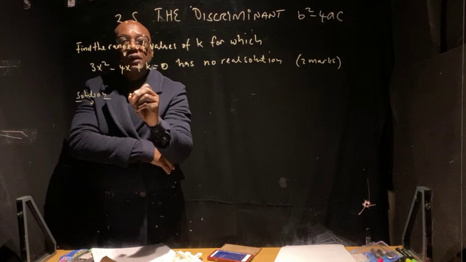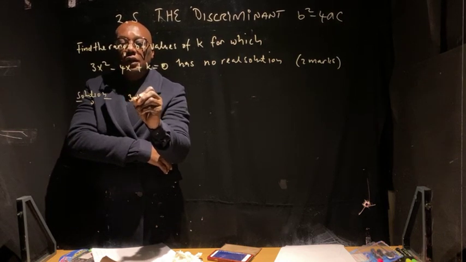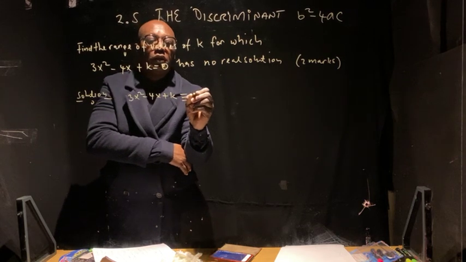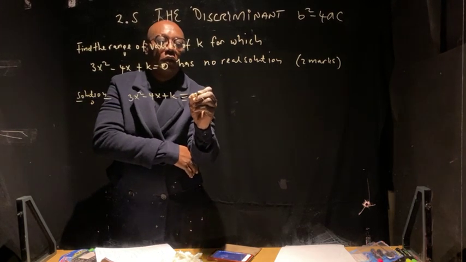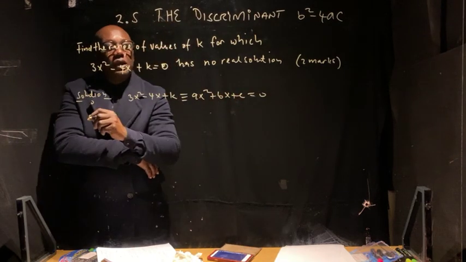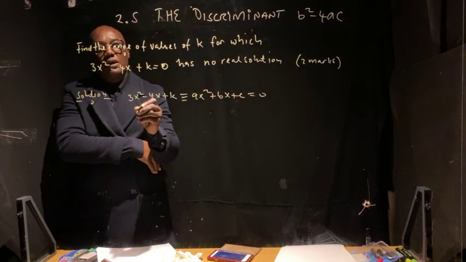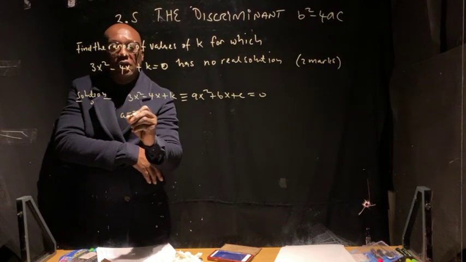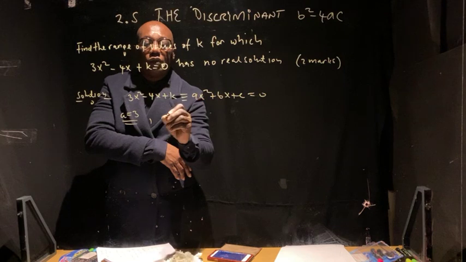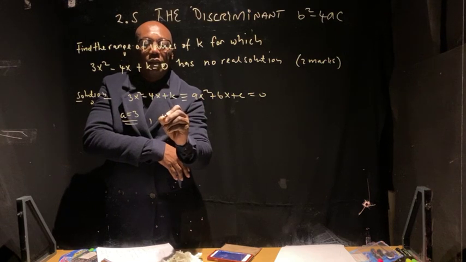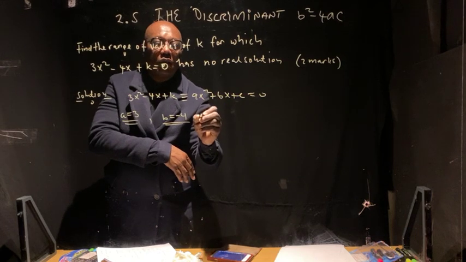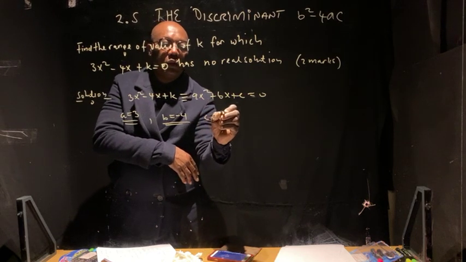The given quadratic equation is 3x squared minus 4x plus k being identical to the general quadratic equation ax squared plus bx plus c equals 0. Comparing the coefficients of x squared, we can see that a equals 3, and comparing the coefficient of x, we can see that b equal -4. Comparing the constants on both sides, we can see that c equal to k.